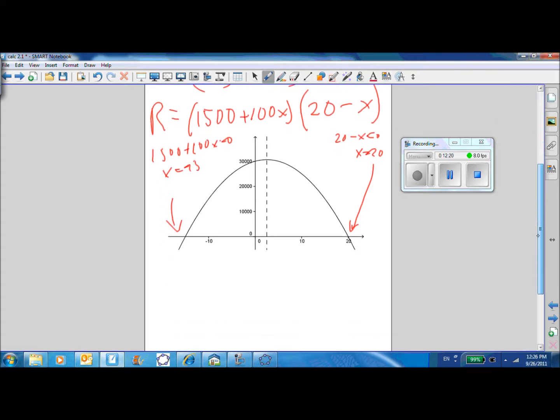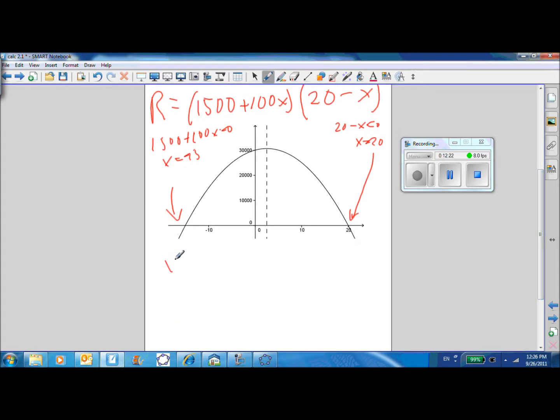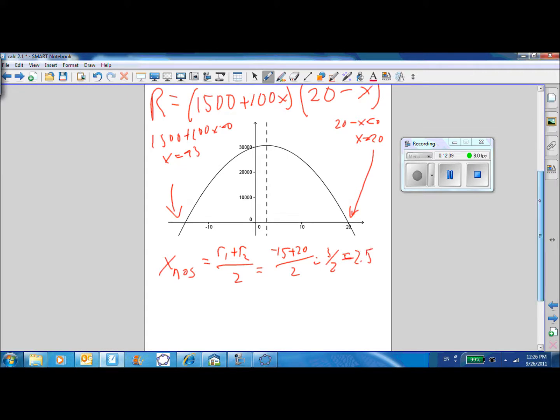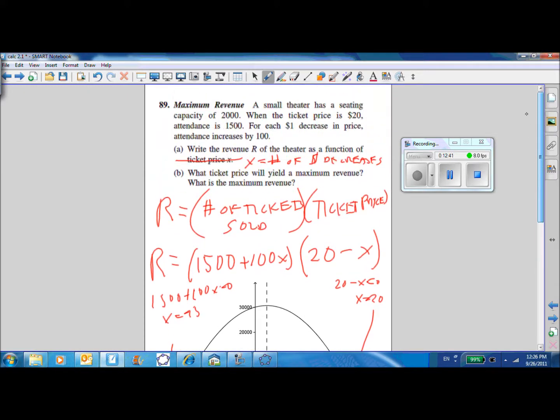So let's figure out, where is that axis of symmetry? Well, it's going to be halfway between the roots. So the x-value of the axis of symmetry will be equal to the average of the roots, root 1 plus root 2 over 2. So you get -15 and 20 over 2, or 5 halves, which is 2.5. Now this means we're going to maximize our revenue at 2.5 $1 decreases.